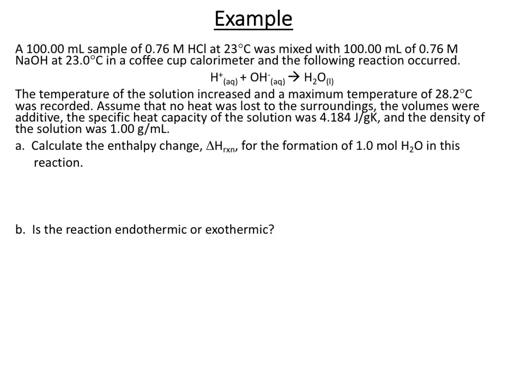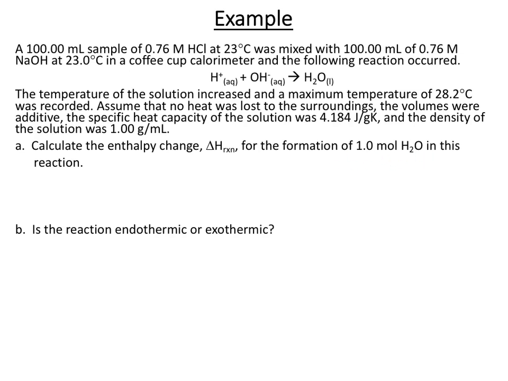Okay, so looking at an example, we've got these 100 milliliter samples of HCl and NaOH, and the following reaction occurs. And then the temperature, which was originally at 23, goes to 28.2. We're assuming no heat was lost to the surroundings. Volumes are additive. Specific heat capacity of the solution is the same as water's, and density of the solution is 1 gram per milliliter. It wants us to calculate the enthalpy change for the reaction for 1 mole of H2O.